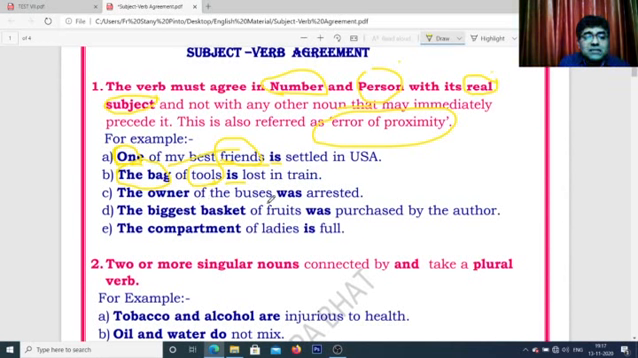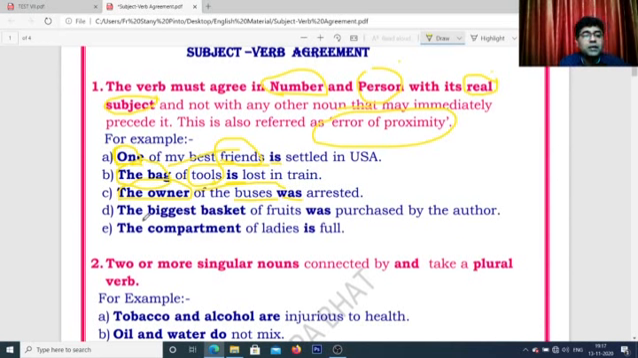The owner of the buses was arrested. Once again, you see here, buses, whereas here it says was. Supposed to be the owner of the buses were arrested, if you consider buses as the subject of the sentence. But the subject is not buses. Subject is the owner. And how many owners? There is only one owner. Hence, the owner of the buses was arrested. Remember, it is a singular subject. Otherwise you would commit this error of proximity.